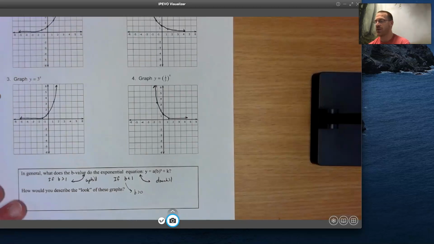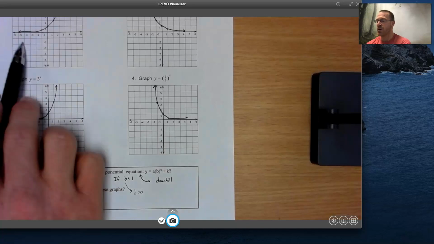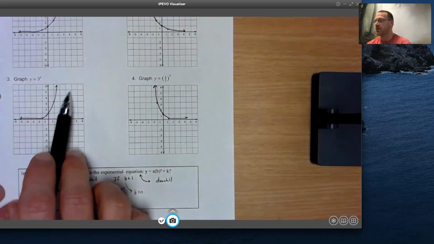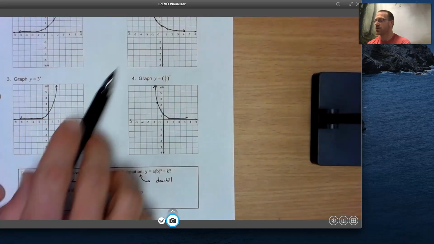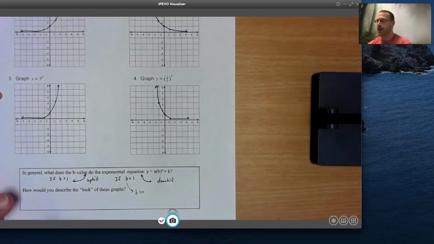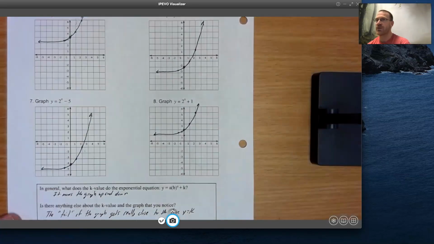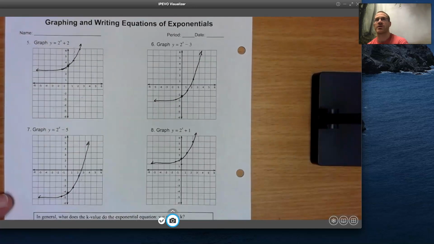So we always want to look at that b value. If it's bigger than 1, we know our graph's going to go uphill. If it's between 0 and 1, we know it's going to go downhill. All right, so flip it over, and let's look at what you have here.